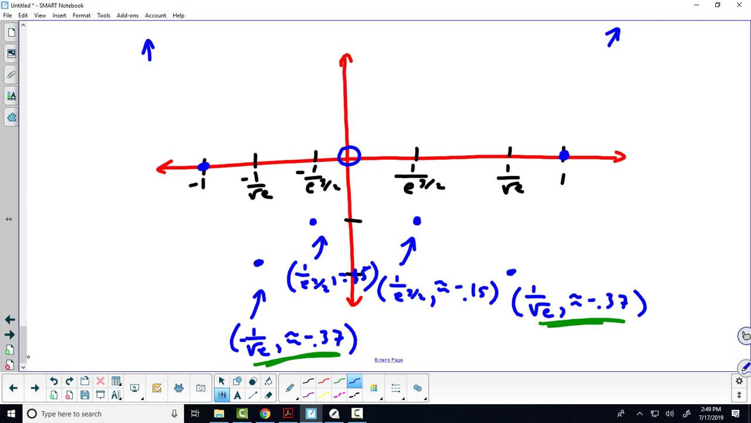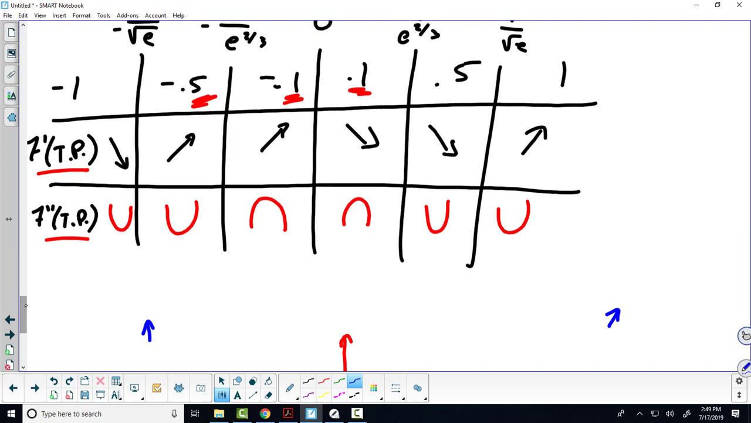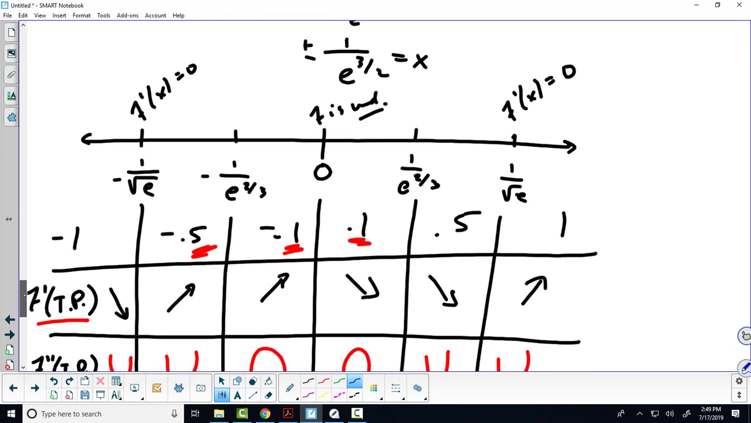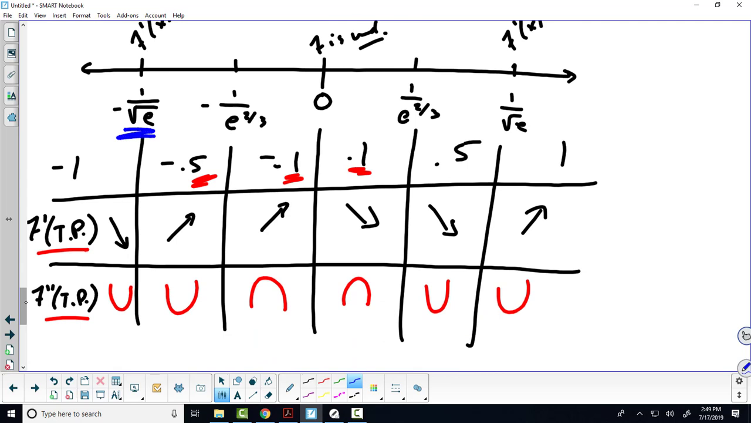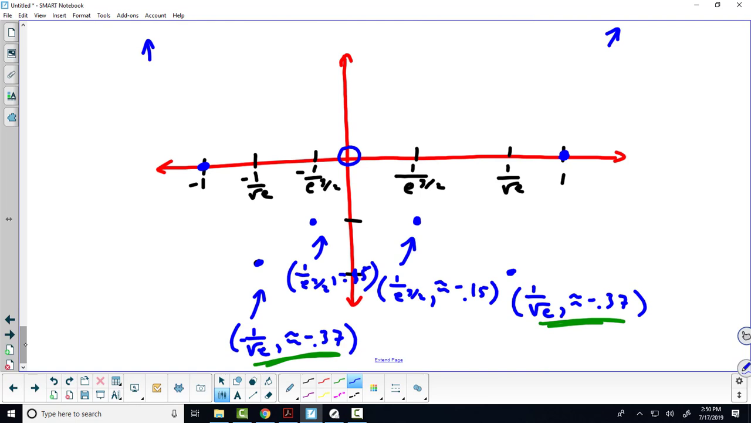Okay, now we've got our points plotted, we're ready to put this all together using our increasing, decreasing, concavity chart. So before we get to this point, notice this is a local minimum here. Before we get to the point of that local minimum, we're going to be decreasing in a concave up manner. So here we are decreasing in a concave up way.